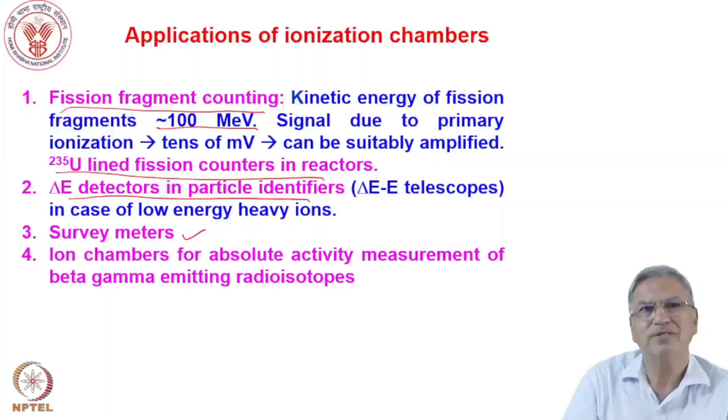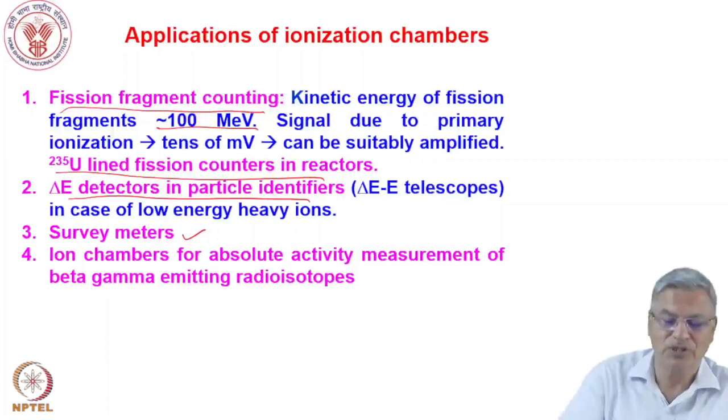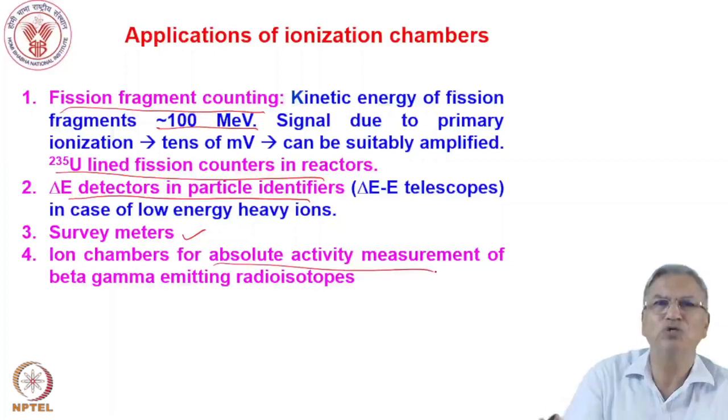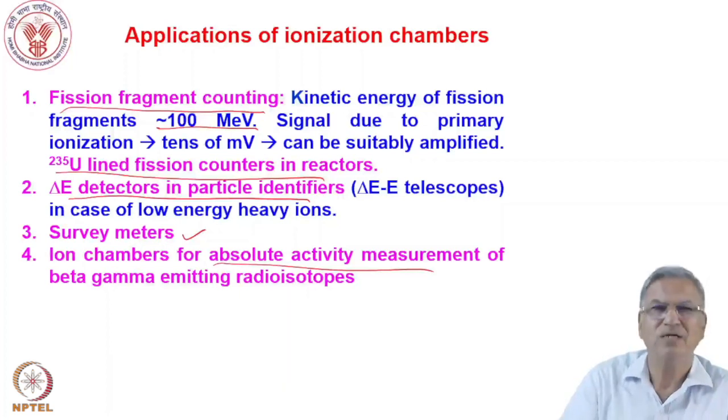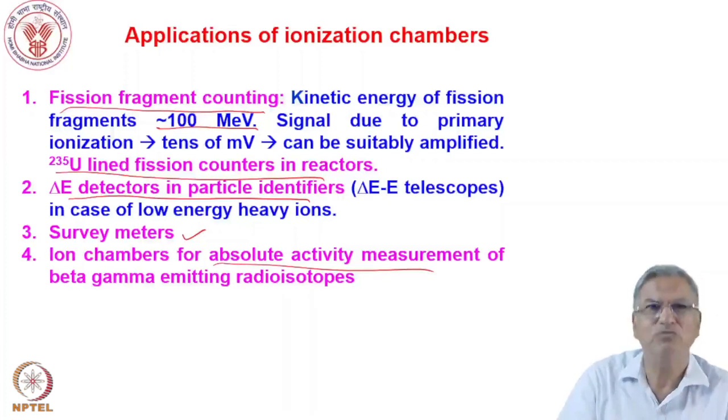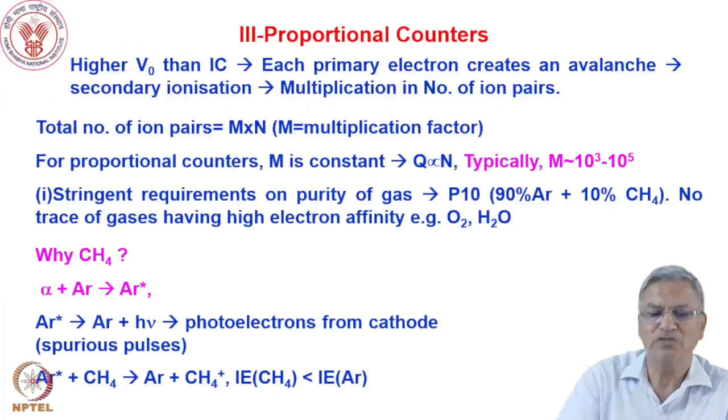And in some applications like ion chambers, where you have a big source of a few curies or a few millicuries, you can determine the absolute activity using a 4 pi counter, where all the radiation that is emitted is deposited in the chamber and you measure the current. So ion chambers are also used for measurement of activity of intense sources. These are the applications of ionization chambers.